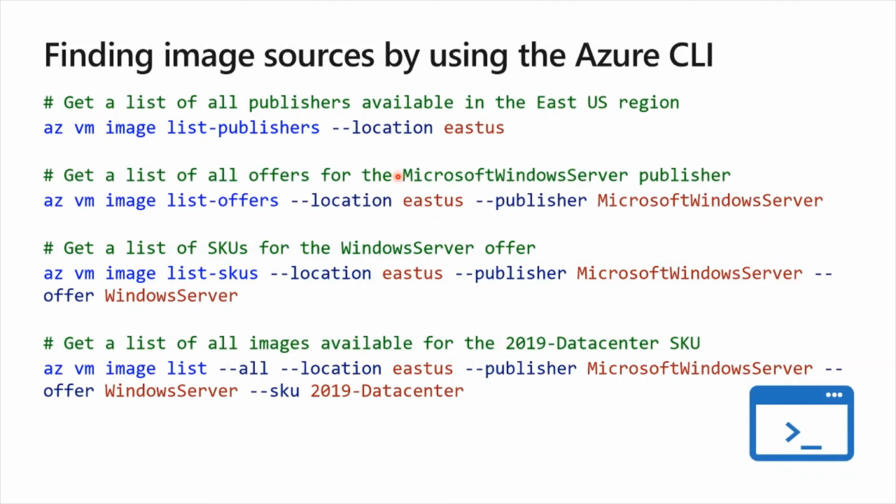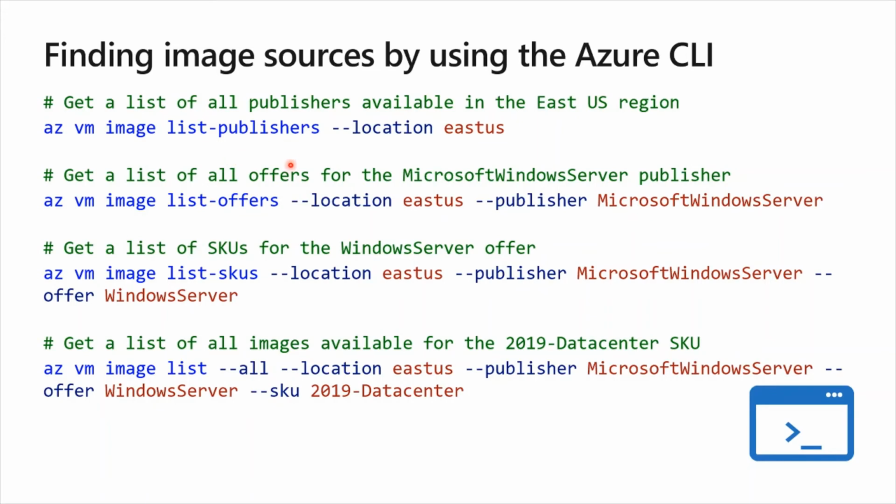So how can you find an image source by using Azure CLI? It's really easy, really simple. This is Azure CLI, so I won't be doing it. I will do the next one, Azure PowerShell, but still you can pause this video and do it yourself. So what is it? Get the list of publishers. To get all the publishers, you say az vm image list-publishers, and you need to specify the location.